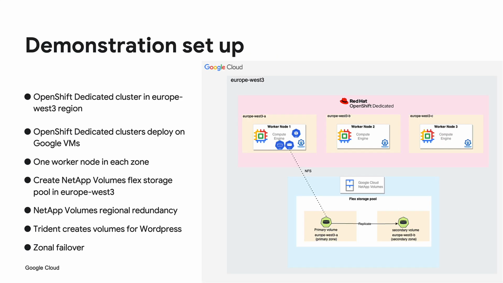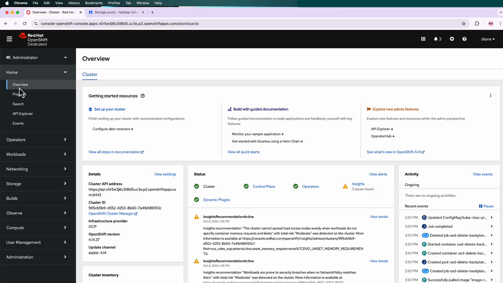Next, let's move to the demo. We have an Openshift Dedicated cluster already set up with 3 worker nodes in Europe West 3, 1 in each zone. We will create a NetApp Volumes Flex storage pool with regional redundancy and set everything up to use that storage pool to create and access volumes for any stateful applications deployed with Openshift, and we will deploy a sample application. Finally, we will fail over the volume to the replica zone and show the connectivity to the applications remains. During this video, we will show the console, but of course everything can also be done via the API.